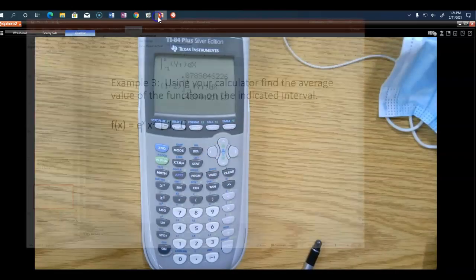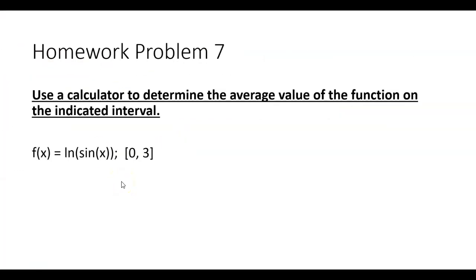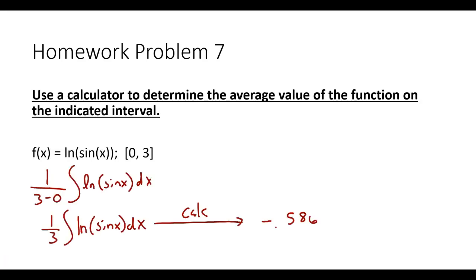Let's go back to our slide here, and let you guys try one. So why don't you guys see if you can use your calculator to calculate this average value of this function on this interval. This is your homework problem number 7. So once again, go ahead and pause the video here, move on to your homework worksheet, and work on number 7. When you unpause the video, I'll share with you my results. You get negative 0.586 is the y value there. So that's the average height of this function on the interval from 0 to 3.